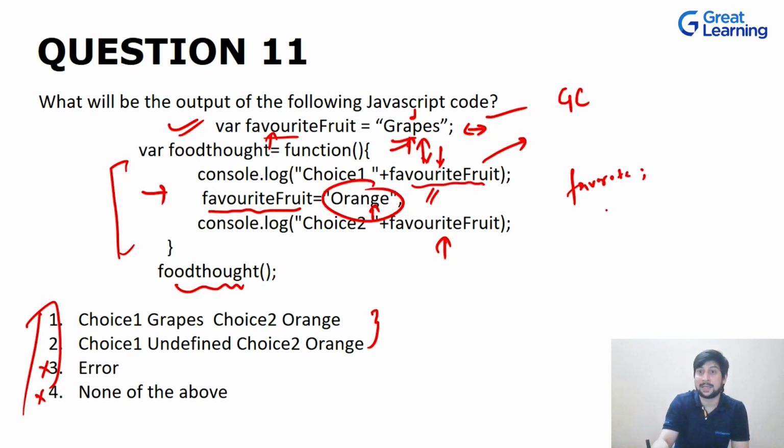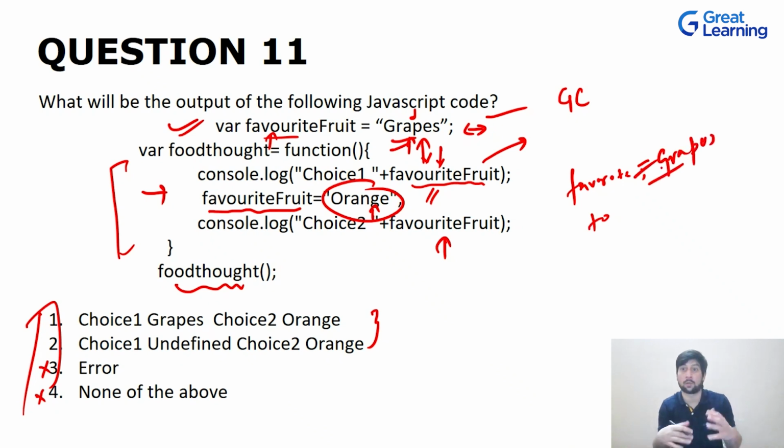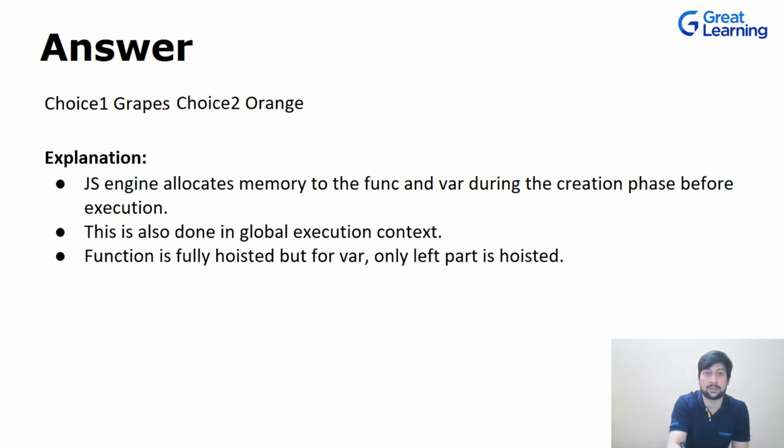When this favorite food has been declared, it was initialized over here with grapes. So favorite food's global execution or global context value is grapes, not the orange. Over here you have defined it again. So that is why for this value it will be orange. So the option is choice 1 grapes and choice 2 oranges. Okay, same thing. Functions are fully hoisted, and the variables which are defined with var are partially hoisted. That is, only the left part is hoisted.